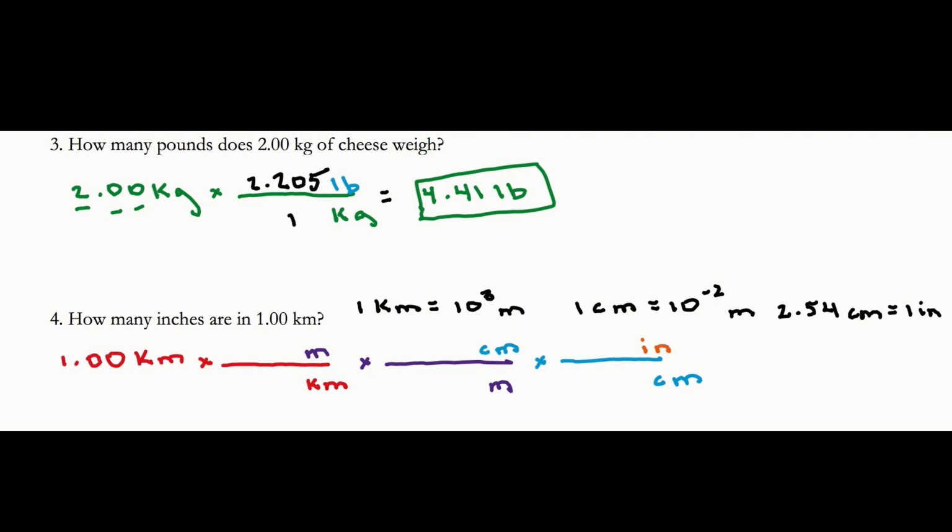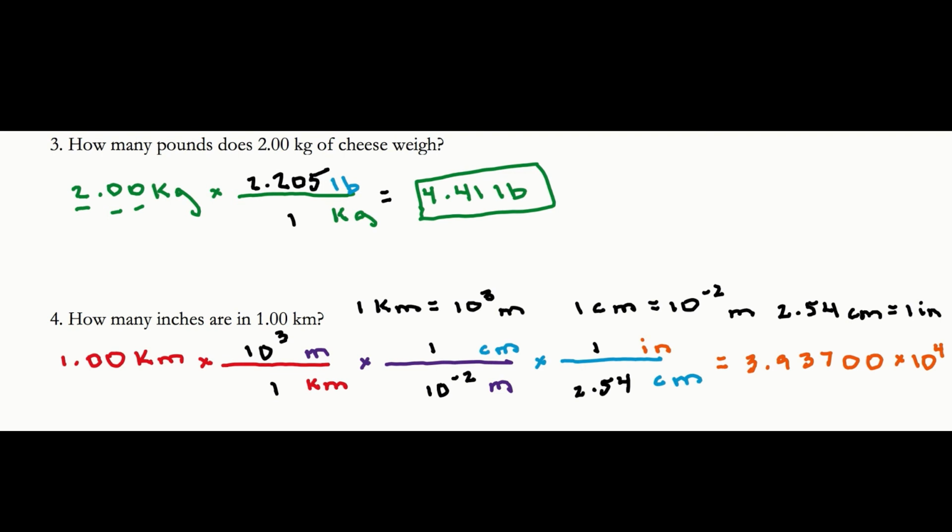Now I can put all of the relationships that I just wrote into the problem. There are 10 to the third meters in a kilometer. 1 centimeter is 10 to the negative second meters. And 1 inch is 2.54 centimeters. So when I do the math, I'm going to take 1, multiply by 10 to the third, divide by 10 to the negative second, and then divide by 2.54. The answer I get unrounded is 3.93700, and I'm just going to stop because it's not going to be that many sig figs, times 10 to the fourth.